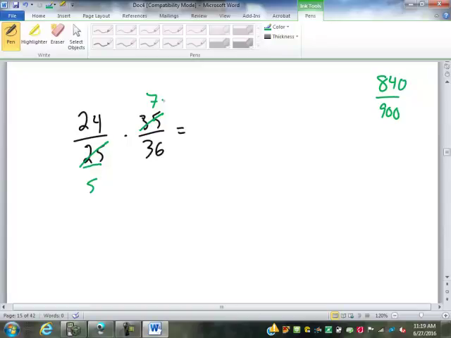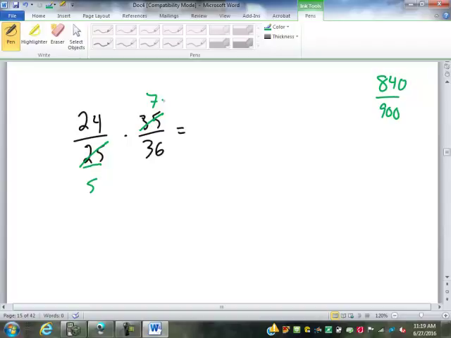I look at the 24 and the 36. Now there are a lot of things that both of these are divisible by. They're both even, so they can be divided by 2. They can both be divided by 3. Which means there's probably larger numbers, 6, 4, 12.